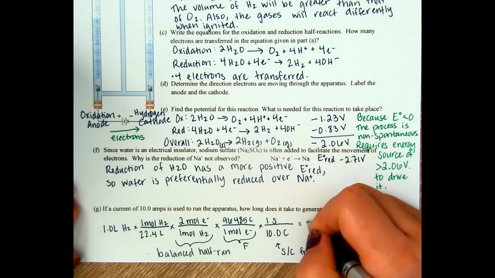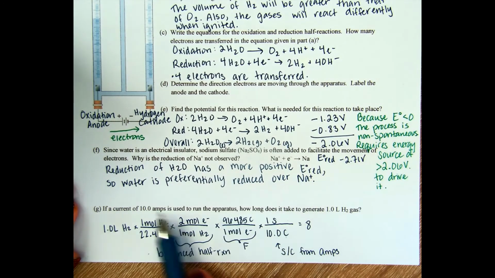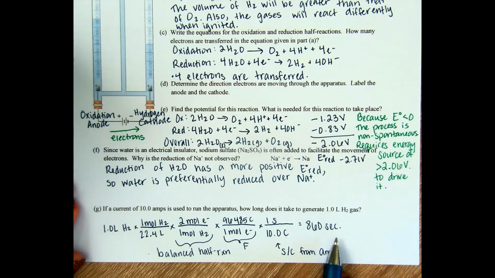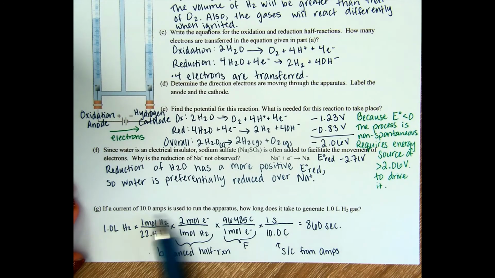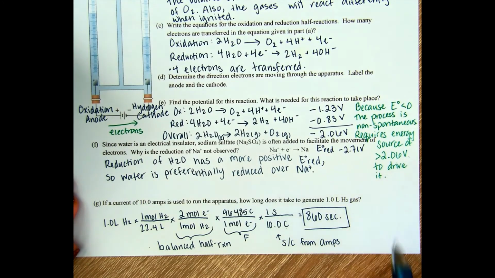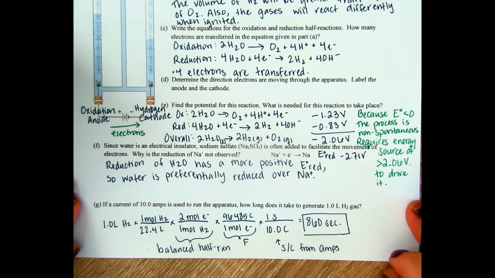And when you plug all this in, you should get, let's see, we have 2 sig figs there, 3 sig figs there, so 860 seconds. If you had 861, that would be one extra sig fig, so 860. And that is how we find out how many seconds it would take to generate a liter of hydrogen gas.